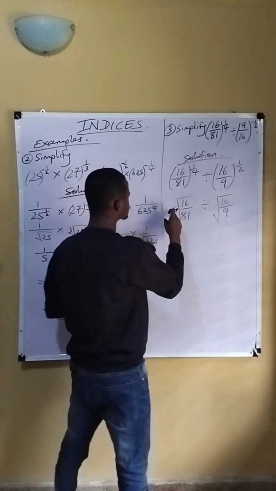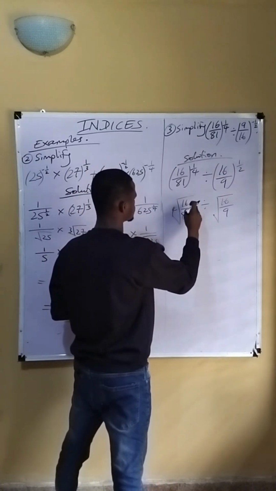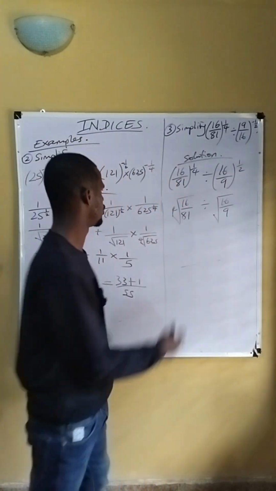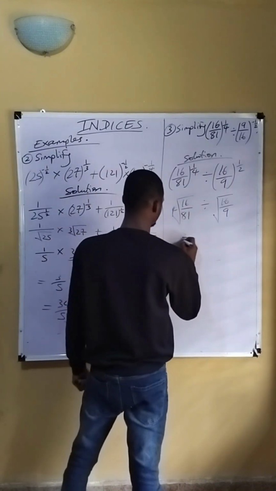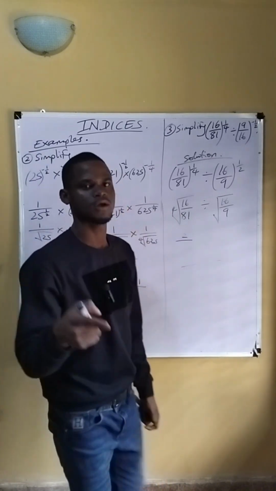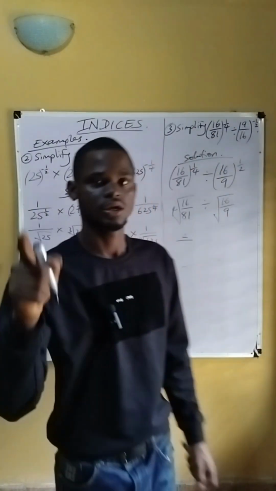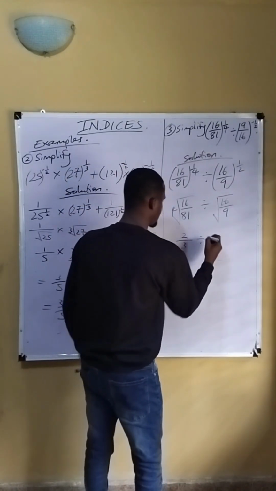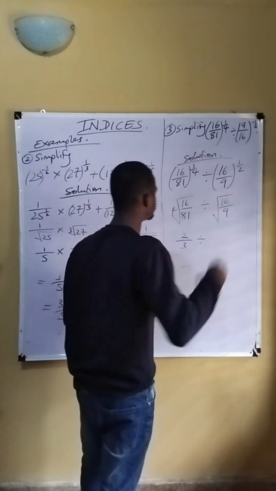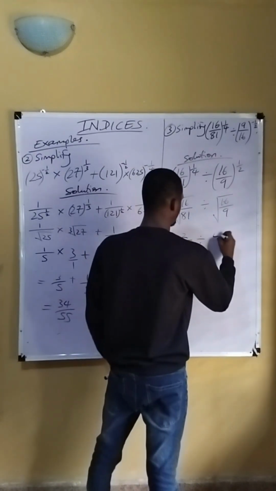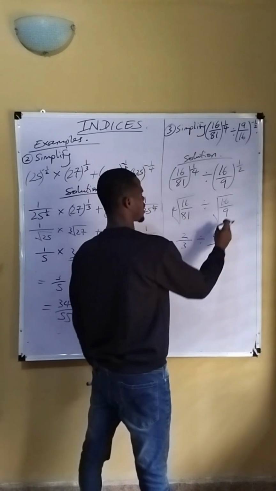We are going to have, what is the fourth root of 16? What we multiply itself 4 times to give us 16, it is what? It is 2. The fourth root of 16 is equal to 2 all over. What's the fourth root of 81? What we multiply itself 4 times to give us 81 is what? Is 3. We are going to have 2 all over 3 divide by what is the square root of 16? The square root of 16 is equal to 4 all over. The square root of 9 is what?